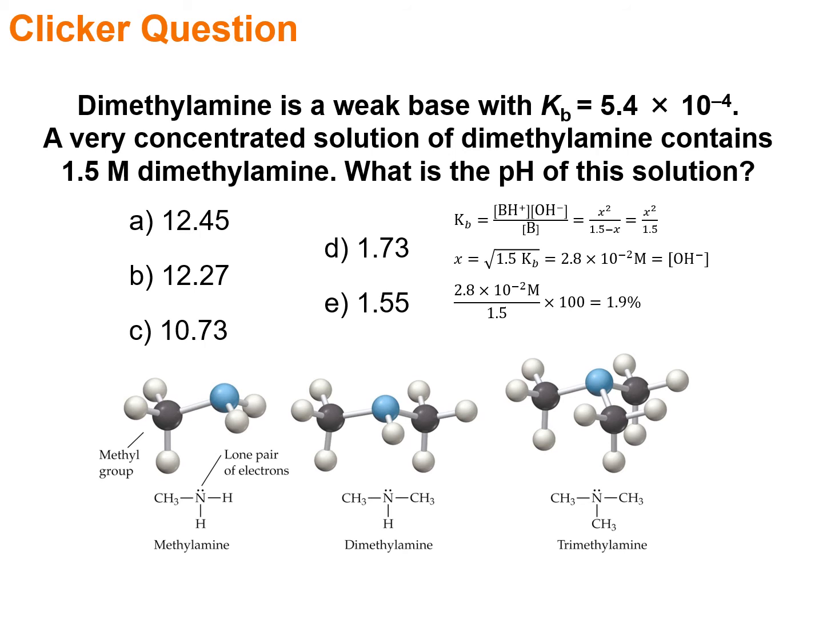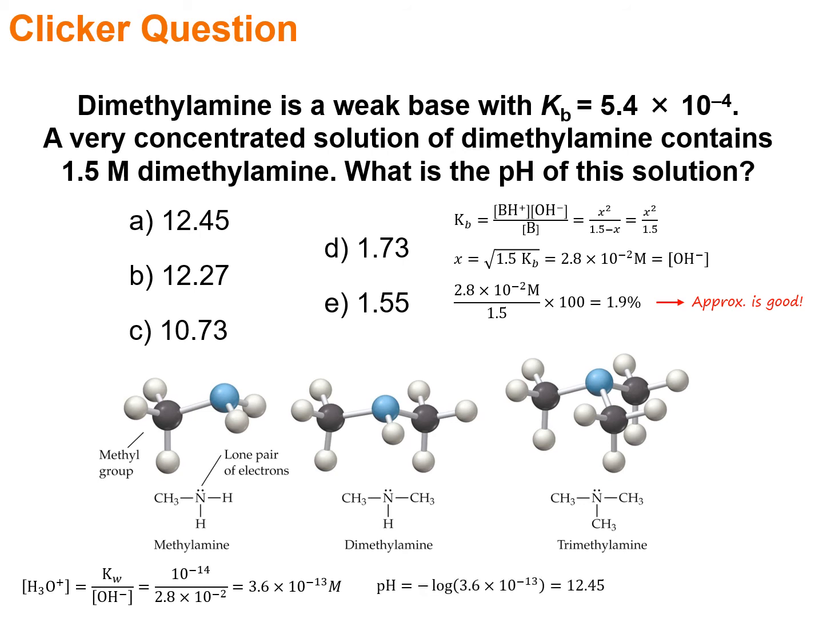We need the hydronium ion concentration. So we weren't going to use that relationship we used in the last problem. It's just Kw over the hydroxide, and that gives me 3.6 times 10 to the minus 13 molar. Plug that into my pH, I end up with 12.45, which is solidly right there at A. So A is the answer to this particular question.